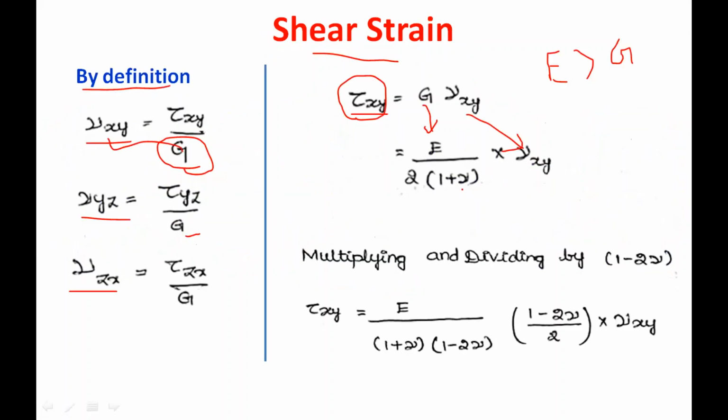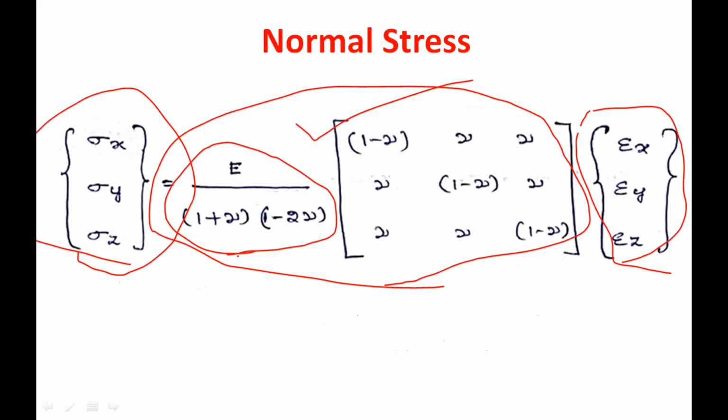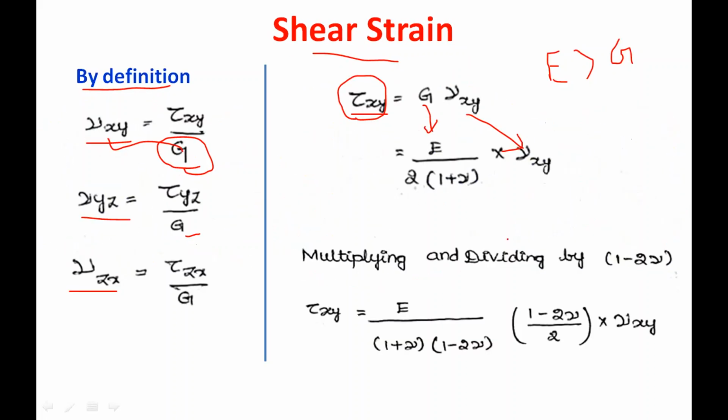So here we are getting 1 plus nu alone. So what we are going to do is we are going to multiply and divide by 1 minus 2 nu. So you will get the same constant E divided by 1 plus nu, 1 minus 2 nu. In addition, we will get 1 minus 2 nu by 2. So similarly, we can do it for the tau yz and the tau zx also.